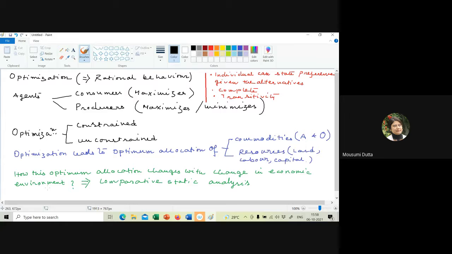Somebody had some question? Yes. Ma'am, could you repeat that point, why would the consumer optimize the allocation of resources? Means why there will be optimum allocation in the commodities?